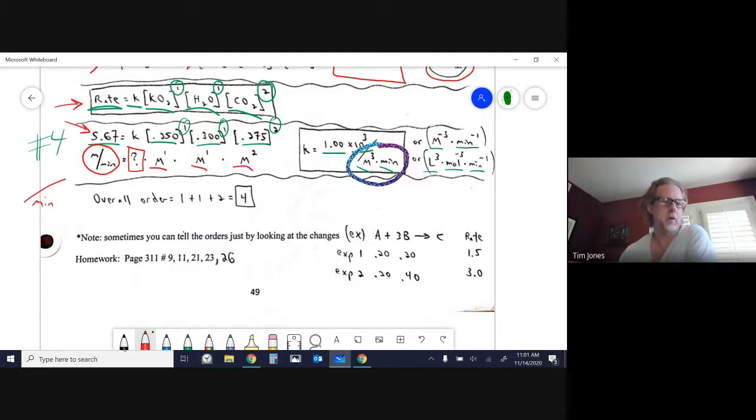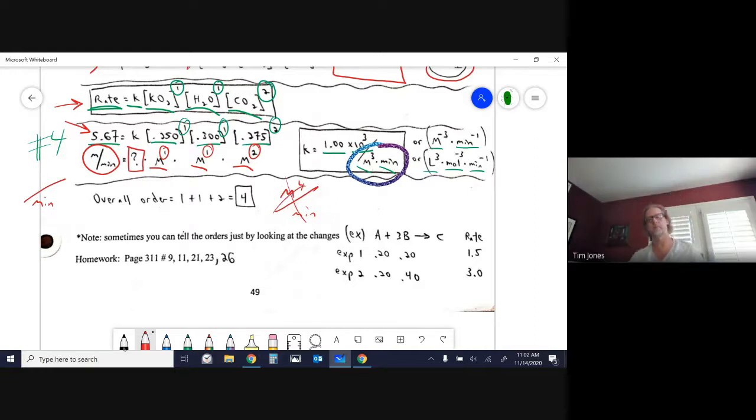Now, if all I did was per minute, we would have molarity to the first times molarity to the first times molarity squared, and that would give us a rate of molarity to the fourth per minute. And that doesn't make any sense. We don't want to measure how fast a reaction occurs in molarity to the fourth. That's weird. We want it molarity per minute, kind of like miles per hour. If you're driving your car, you don't want to measure the speed of your car in miles to the fourth per hour. You want something simple like miles per hour. So we don't want this.